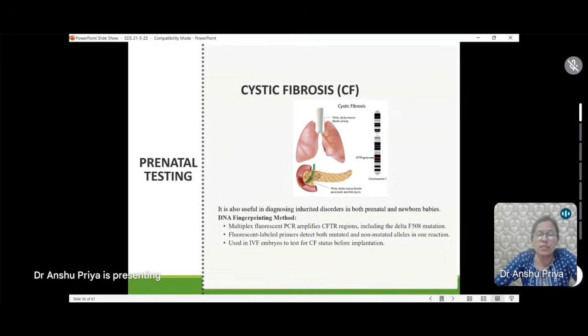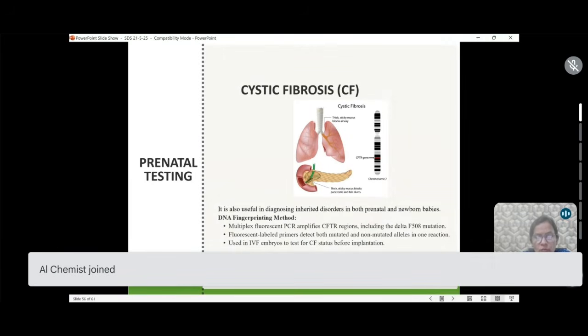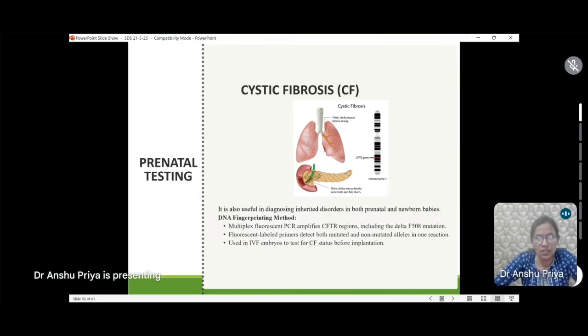Also, for cystic fibrosis, there is a mutation in the cystic fibrosis gene, the CFTR gene. In case of cystic fibrosis, a thick mucus is formed and it blocks the airways. So, if you are diagnosed with the mutation in the CFTR gene, then we use this method, and it is mostly used in case of in vitro fertilization, before the IVF.